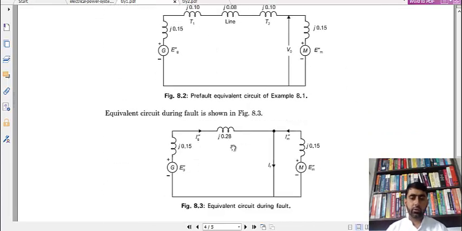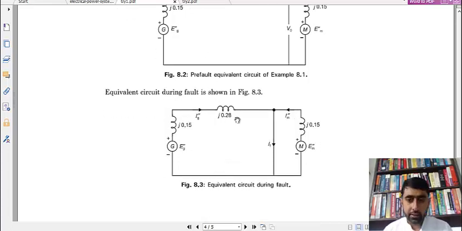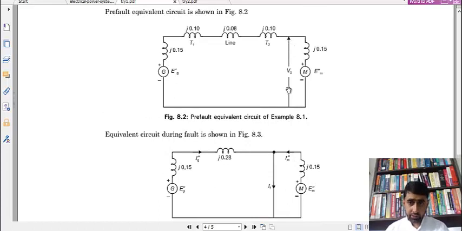So the reduced circuit will be like this, because 0.1 plus 0.1 plus 0.1 is equal to 0.2, plus 0.08 is 0.28. That is written over here. This is the equivalent reactance. 0.15 is kept there and 0.55 is kept there. Now when this is short circuited to this point, the equivalent circuit becomes like this. It is connected to this.